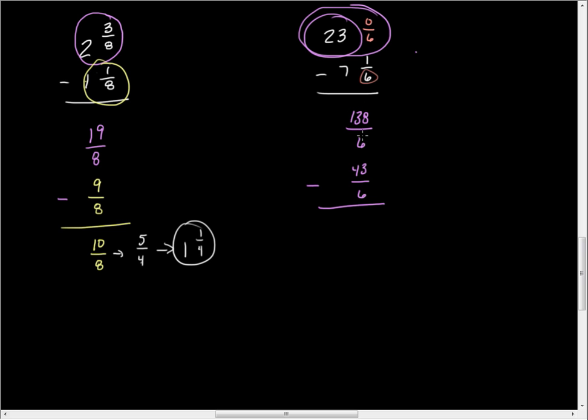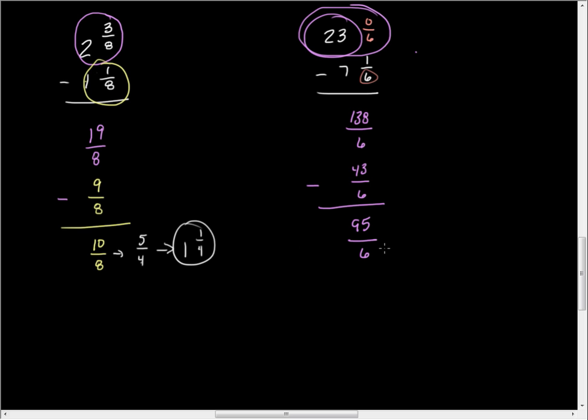And now when I subtract these, there's about 5 difference between 38 and 43. 43 is slightly larger, so it goes below 100. And so it goes down there by 5, so it's 95 divided by 6. Now 95 is divisible by 5, but 6 is not. And so it's not going to be reducible.